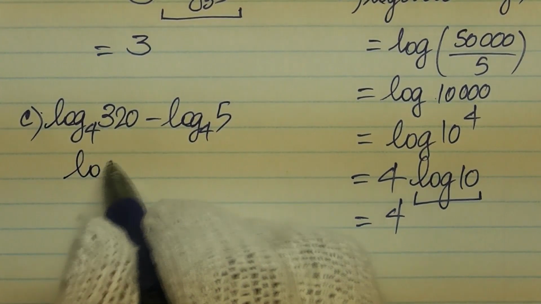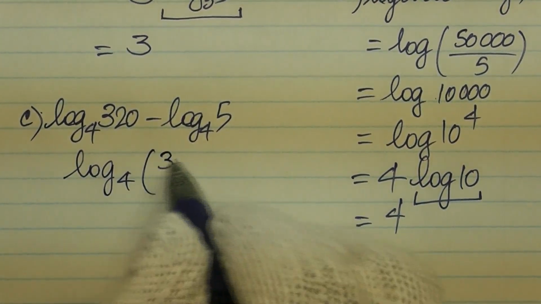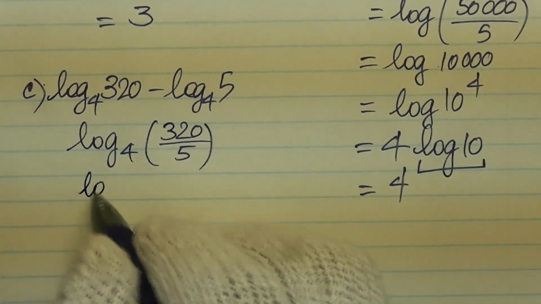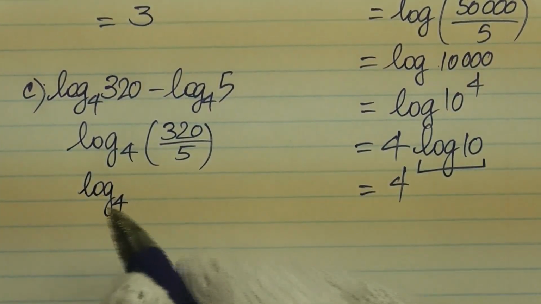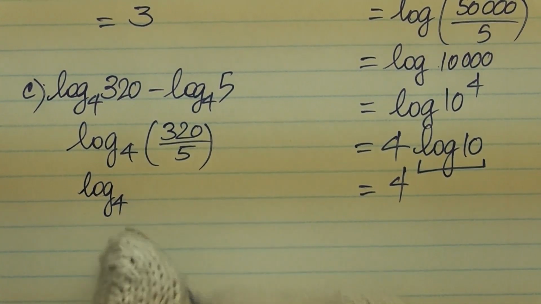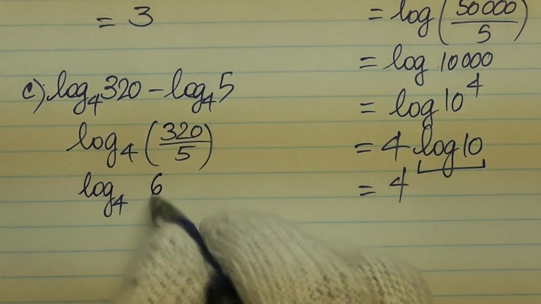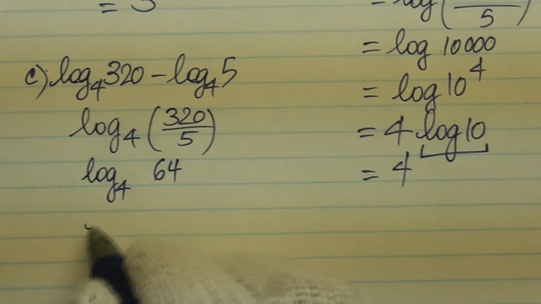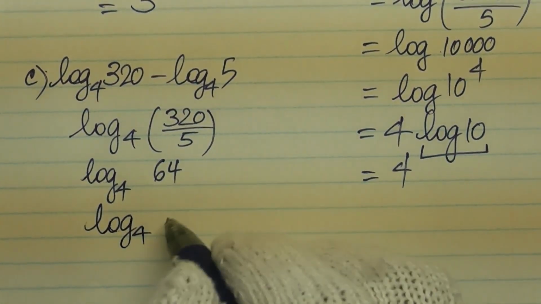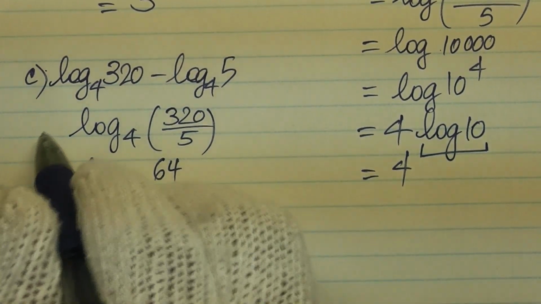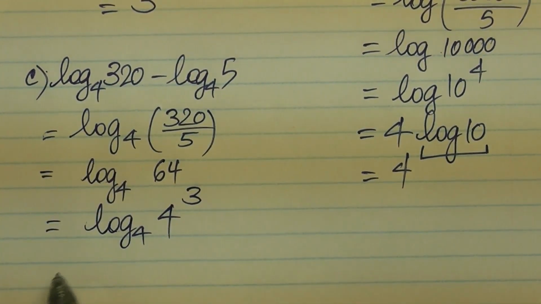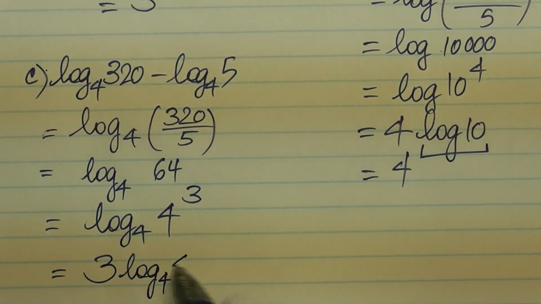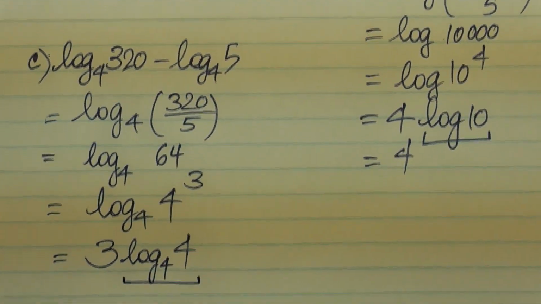So that's going to be the same as log base 4 of 320 divided by 5. 320 divided by 5, 5 goes into 32 6 times and goes into 20 4 times. That's the same as log base 4 of 4 cubed. This is 1.